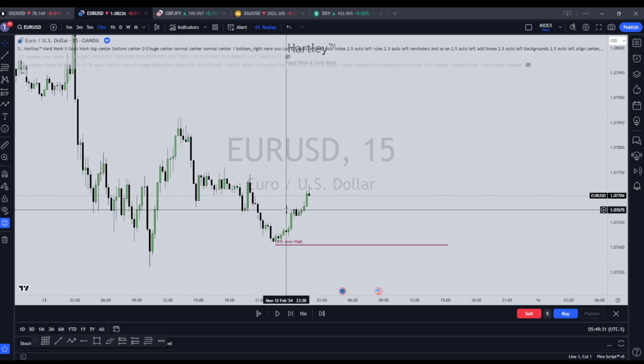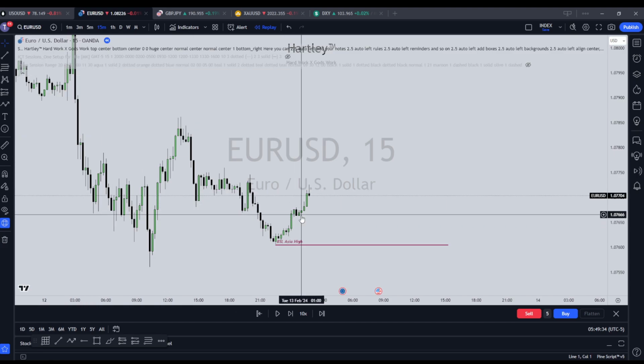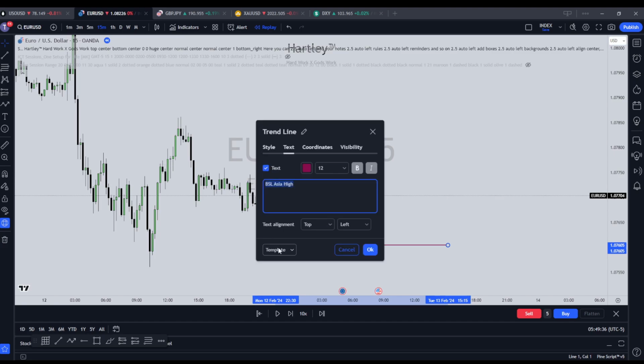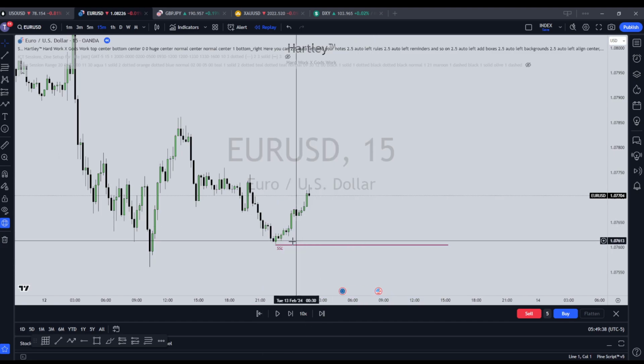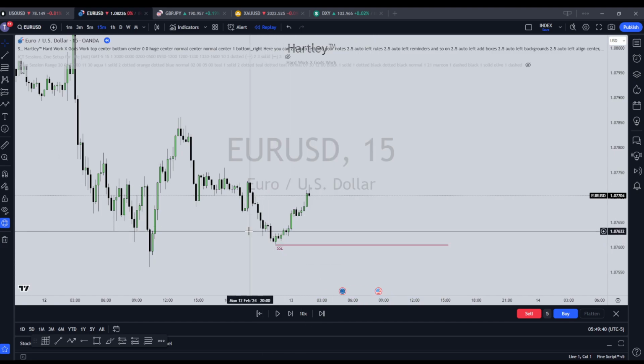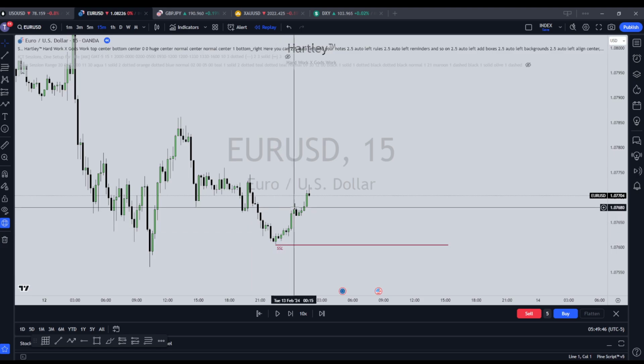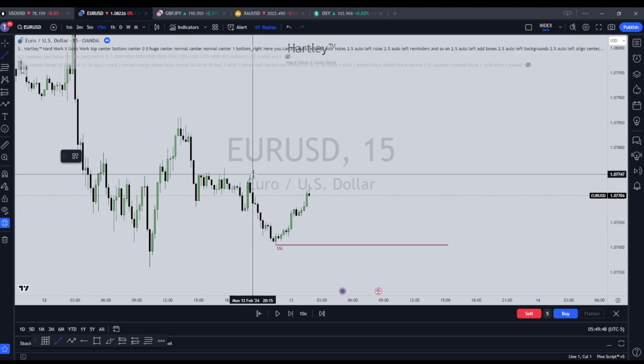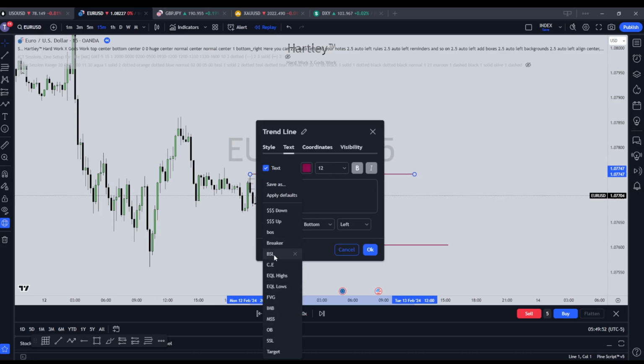Midnight starts here. So your buy side liquidity, I mean, this is going to be sell side. 8 is there. That would be the high. And midnight is here. Yeah, so this is going to be the high. So that's my buy side liquidity and sell side liquidity. I'm going to mark it off as Asia as well, just so you know.